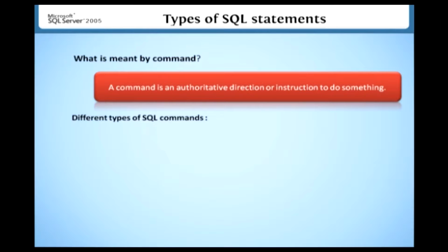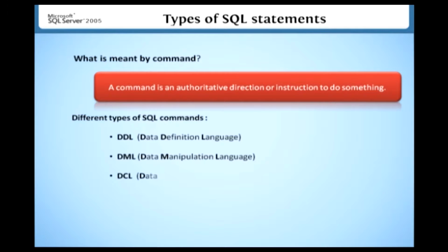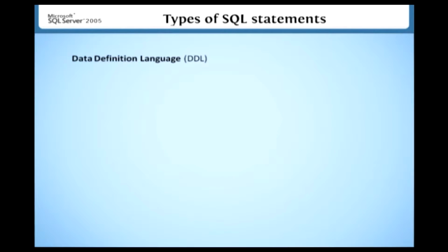They are DDL, Data Definition Language, DML, Data Manipulation Language, DCL, Data Control Language, and TCL, Transactional Control Language. Let's see each of them briefly. First, let's start with Data Definition Language, DDL.